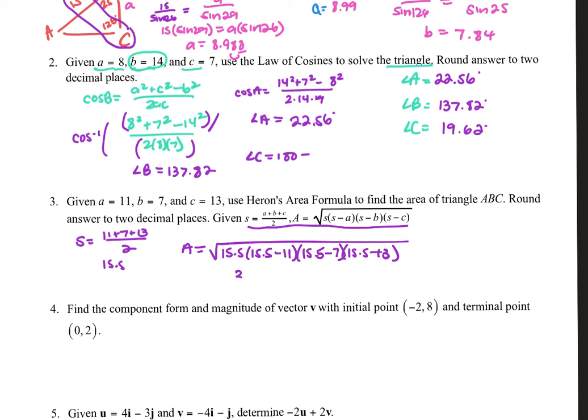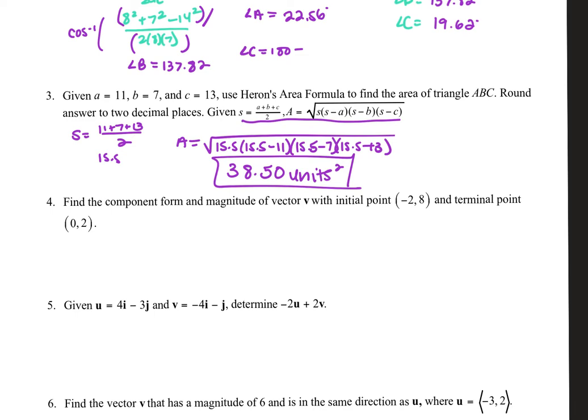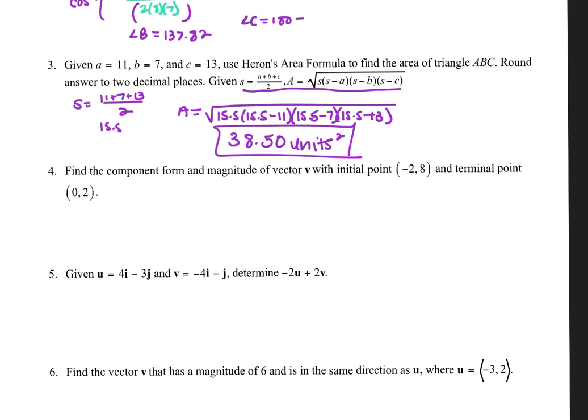And I get 38.499, so this would be 38.50 units squared. Okay, number 4 asks for the component form and magnitude of a vector with initial point -2, 8, and terminal point 0, 2.